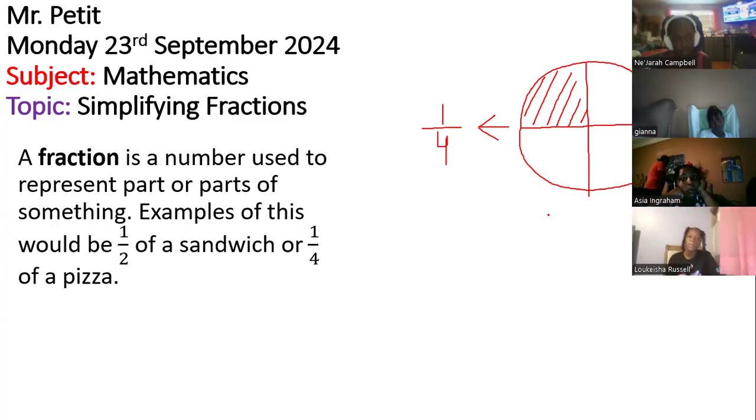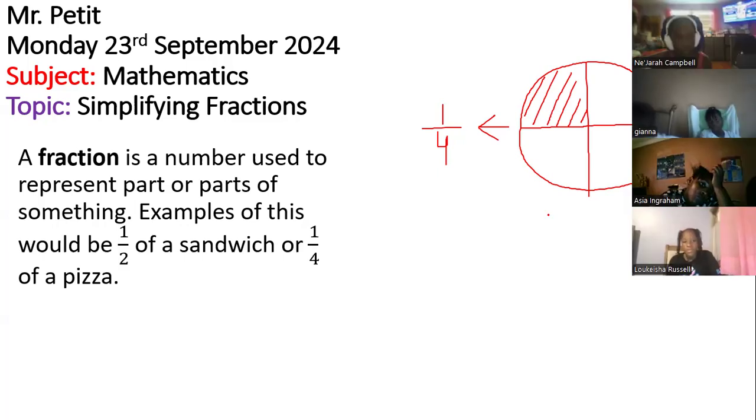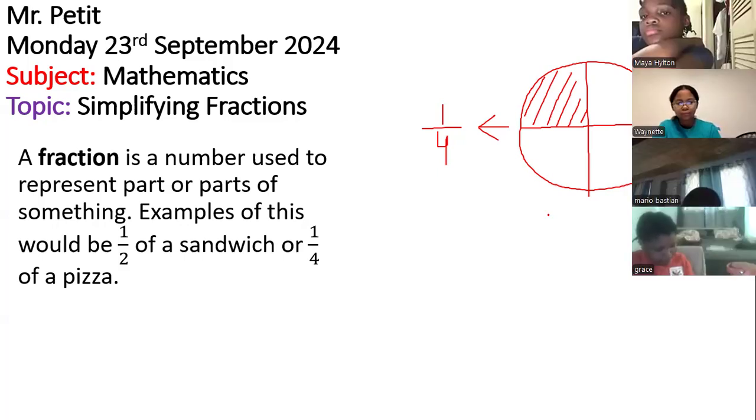A fraction is a number used to represent part or parts of something. Examples of this would be 1/2 of a sandwich or 1/4 of a pizza. Very good.